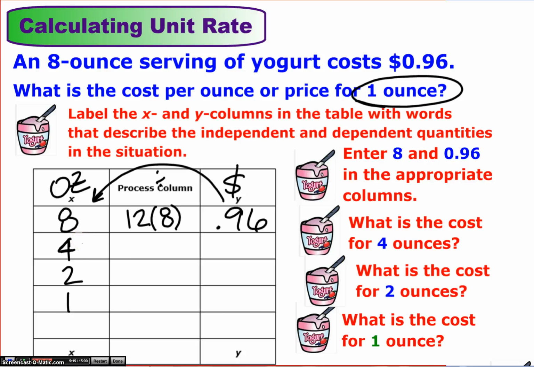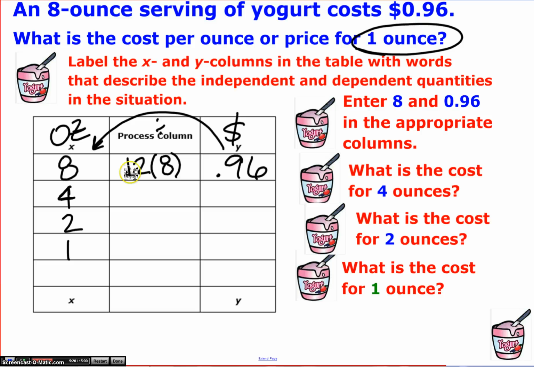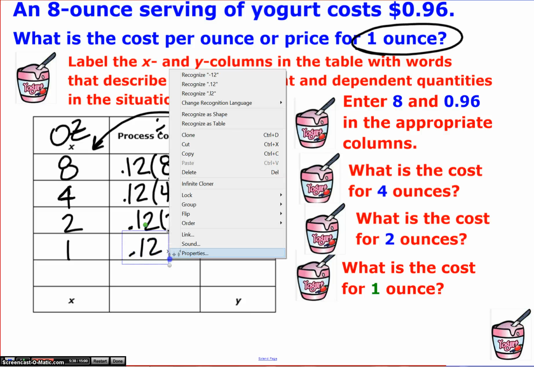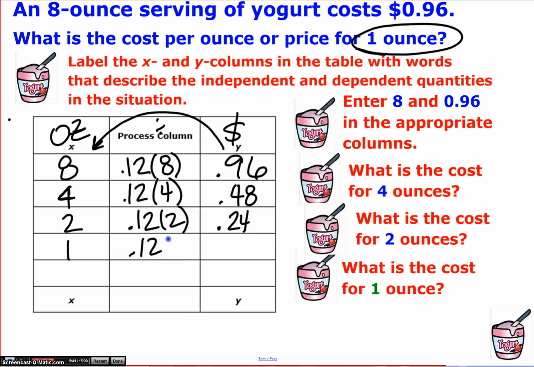So we can do this a couple of ways. You could set up your proportion, or we know that it's 12, right? So 12 times 4 is what? Or I'm sorry, 0.12 times 4 is 0.48. 0.12 or 12 hundredths times 2 is 0.24. And 0.12 times 1 is 12 cents. So how much does it cost for 1 ounce? The answer would be 12 cents.